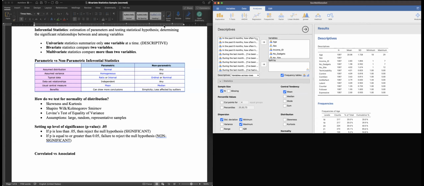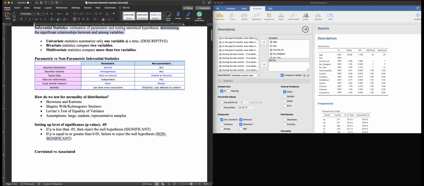So of course, when we say inferential statistics, it is the estimation of parameters and testing statistical hypotheses. So basically, when we want to examine the relationship between two or more variables, then we're using inferential stats. And then, of course, in our hypothesis, usually we are trying to determine whether variable A and variable B are related to each other. So that's also the tool that we use, inferential statistics.